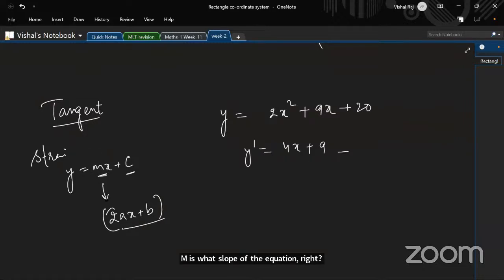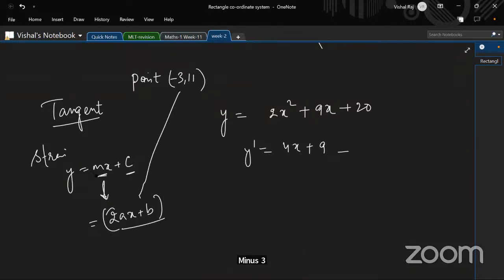At some point. And for this quadratic equation, what is the formula that you use to calculate the slope? Yes, 2ax plus b, right? Your M is 2ax plus b. And at what point do you have to calculate? There was some point given, right? What was the point given? Yes, sir, minus 3, 11. Minus 3, 11 unit. So you can put the value of x here to get the value of M, right?